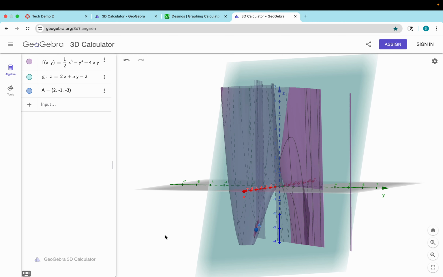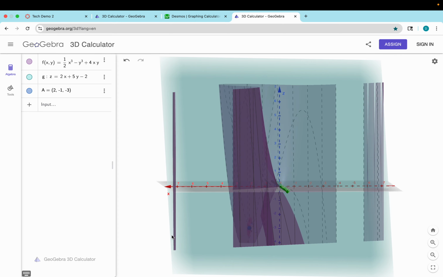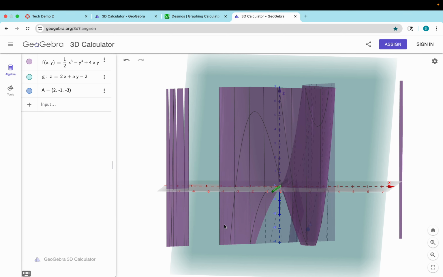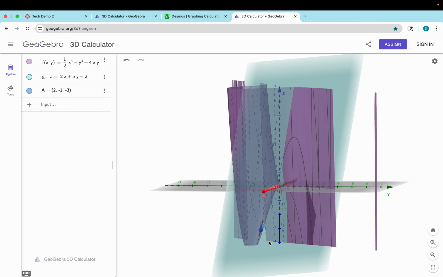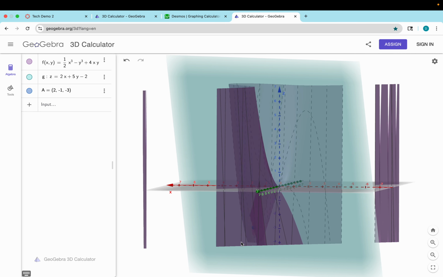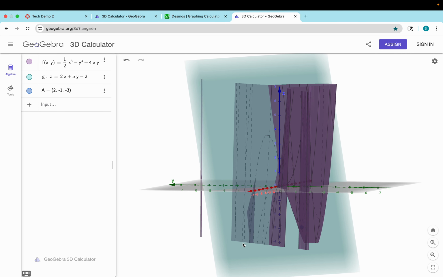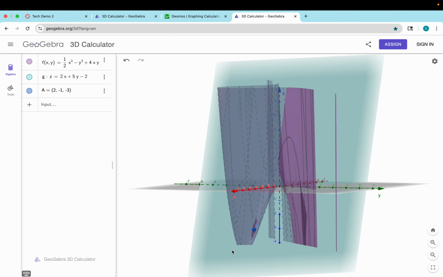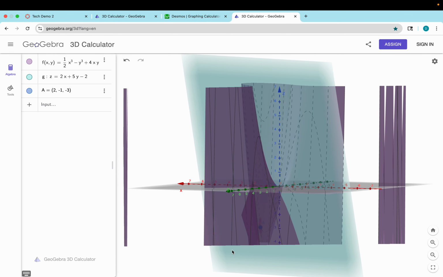This confirms that the plane is tangent to the surface. It shares both the height and the slope of the surface at that exact location. This is what makes it a tangent plane. It lies flat against the surface at just one point and points in the same direction as the surface there.